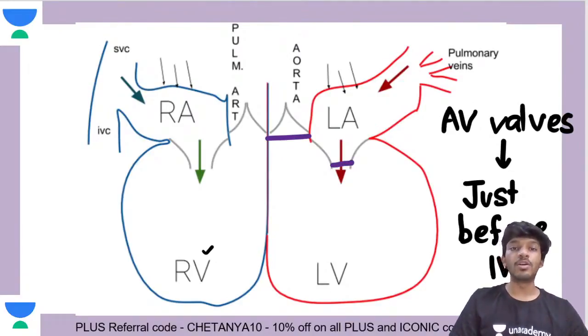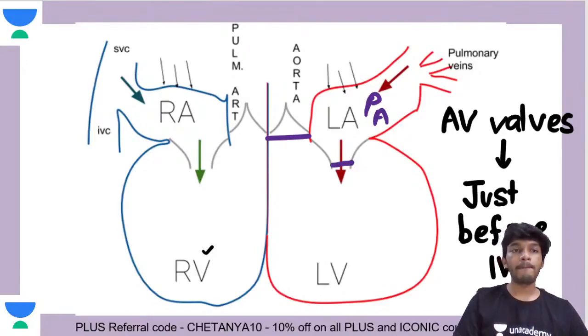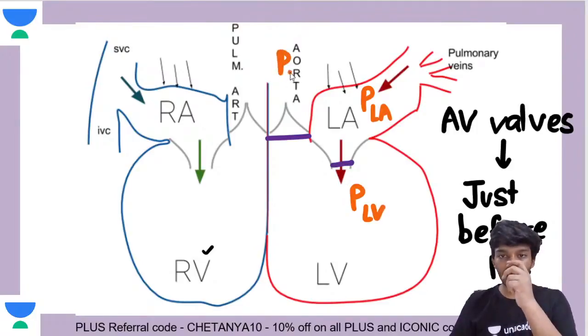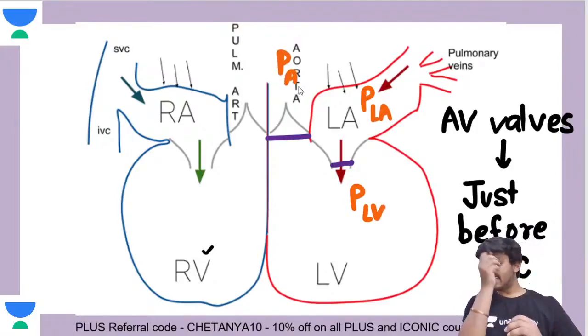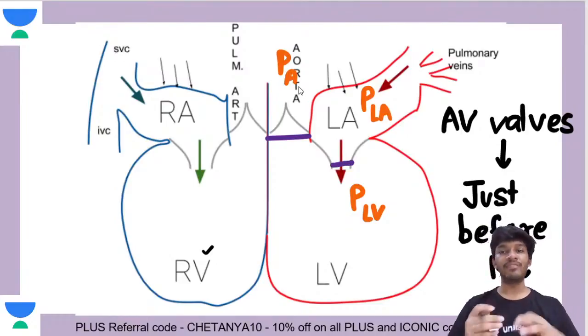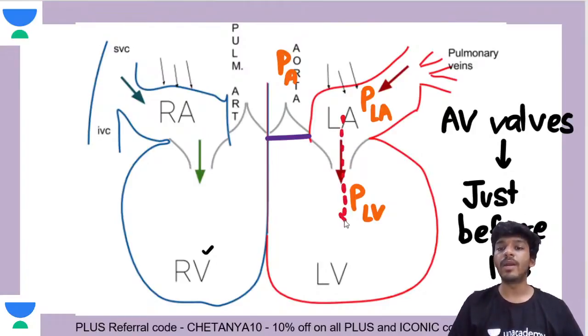see. It's all a game of pressure. Okay. So your left atrium, there will be some pressure. Let's call it pressure in the left atrium. Let's call this pressure in the left ventricle. And let's call this pressure in the aorta, right? So when these valves are open, pressure in the left atrium was more. So what was happening? Blood was coming down, right?